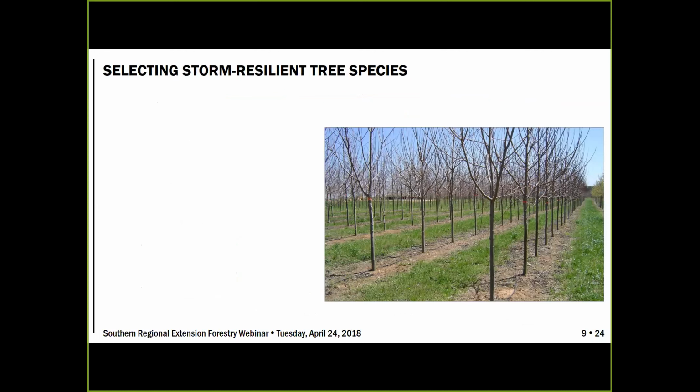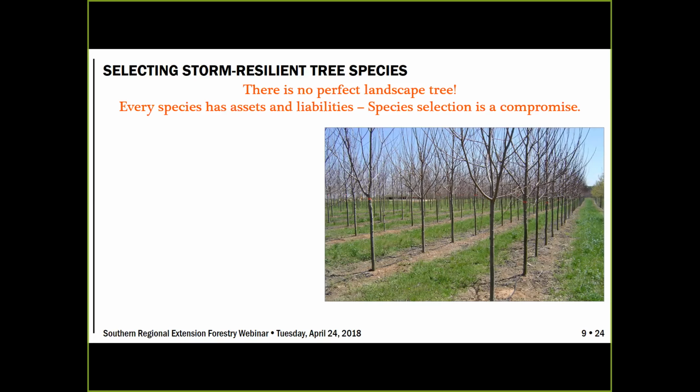So now we'll move to talking a little bit about selecting storm resilient species. And it's important to keep in mind here that there is no perfect landscape tree. Every species has assets and liabilities, and we make compromises when we go about species selection. There are some points to consider, though, when we think about selecting storm resilient tree species, and I want to share a few of those here with you.